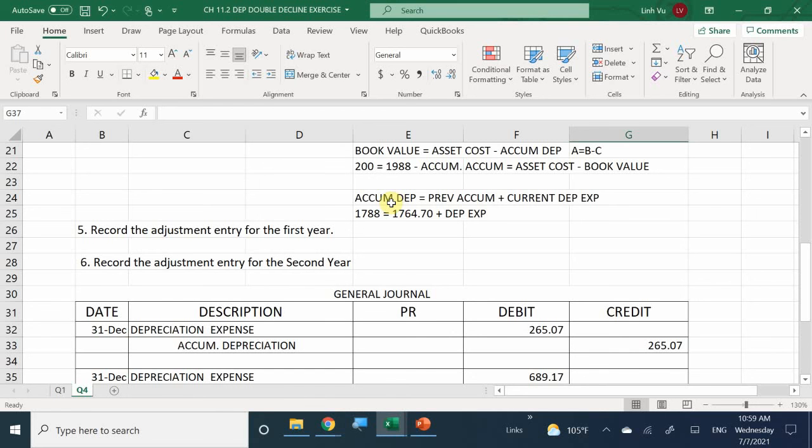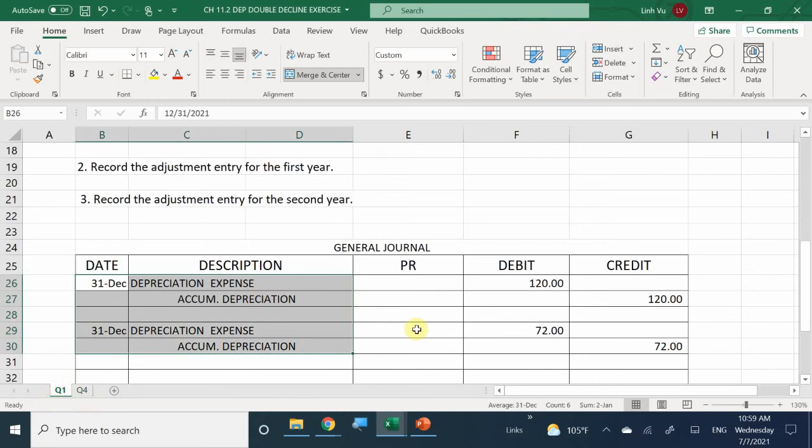Any other questions for this part? I have a question. Okay. So in the first example with the cash register, the reason why we didn't have to work backwards is because there was no salvage value.